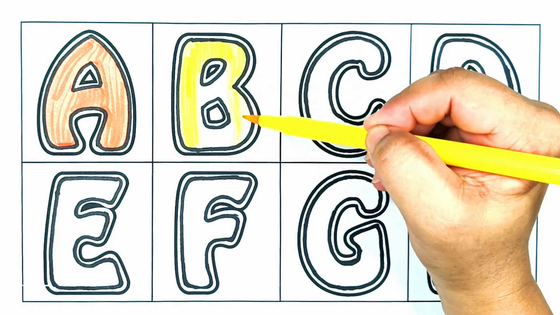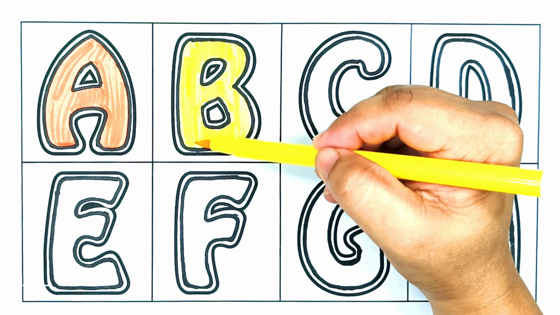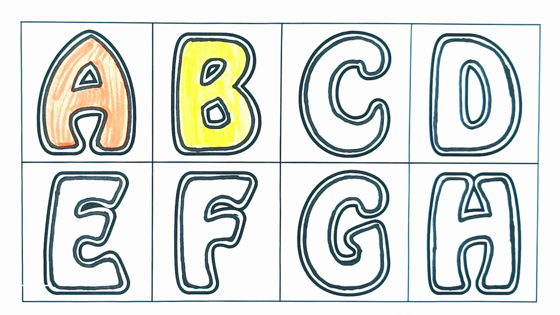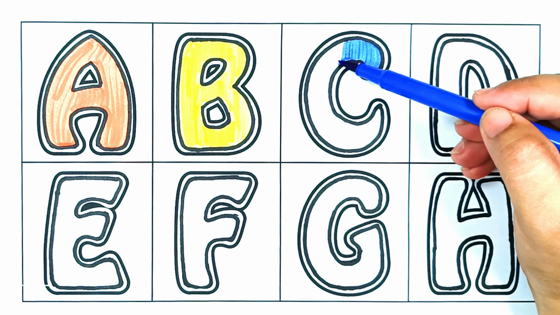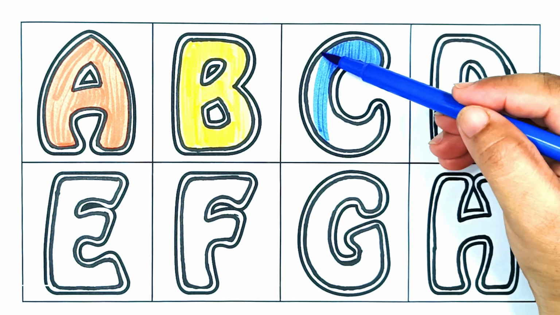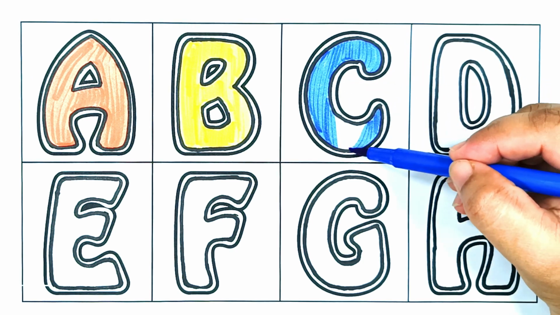B, bouncy ball fun with friends. B is for ball. Blue color. C is for cat. C, cuddly cat playtime.